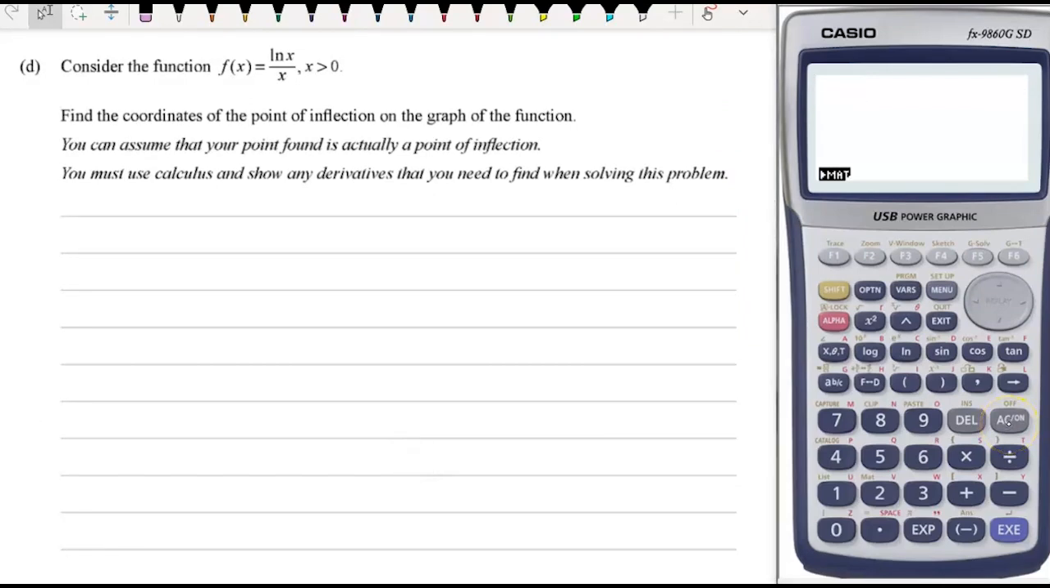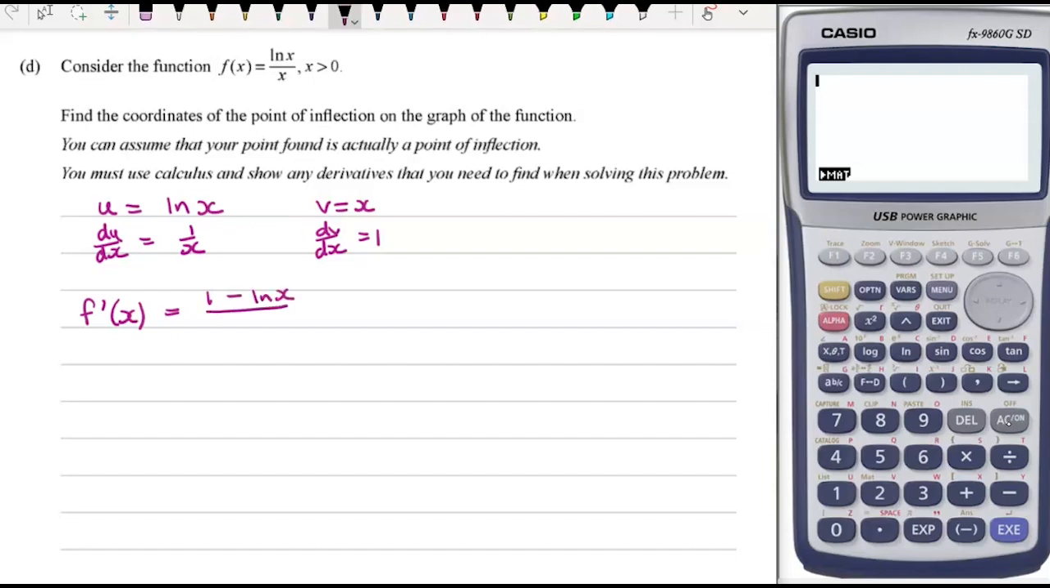Right, for part D, we want to find the point of inflection, and that happens when the second derivative is equal to 0. Now, we've got a quotient rule happening here, where u is natural log of x, v is x. So du by dx is 1 over x, dv by dx is 1, and remember you've got the quotient rule on your formula sheet. So the first derivative of f of x is v du by dx, so x times 1 over x is 1, minus u dv by dx, which is going to be log of x, all over v squared, which is x squared.